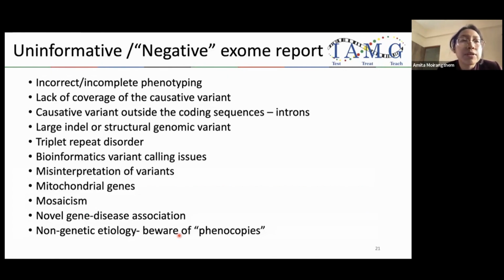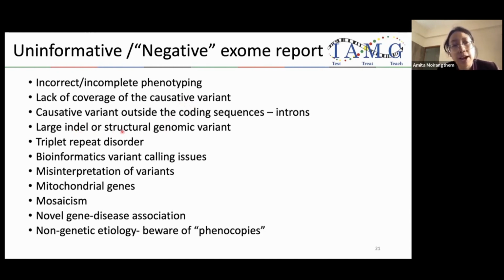So what can be the possible causes of such uninformative or negative exome reports? First of all, and very commonly seen, is that the phenotype information that we have provided to the lab is incomplete or incorrect. Then the technical causes in terms of sequencing can be a lack of coverage of the causative variant, that is, the variant is not in the targeted region, or it is in the targeted region but it is not sequenced properly.